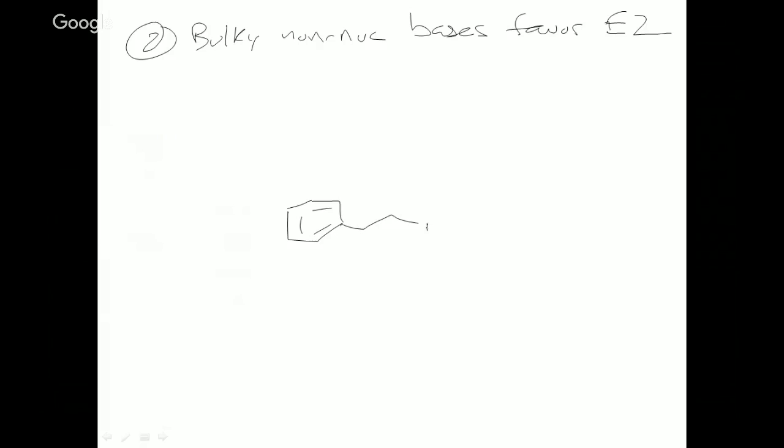Two, I've said this one before: large, sterically hindered, or bulky non-nucleophilic bases favor elimination by E2. They cannot act as a nucleophile. Let's show some examples of this. Even though this is a primary, we're using it to make the point. Even though it's a primary, we're using bulky non-nucleophilic bases. Potassium tert-butoxide gives the product.